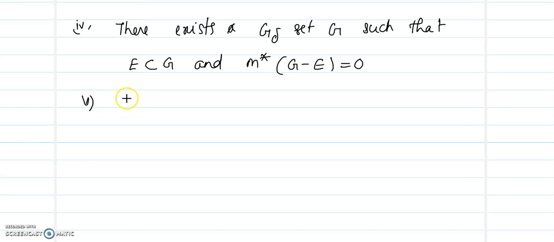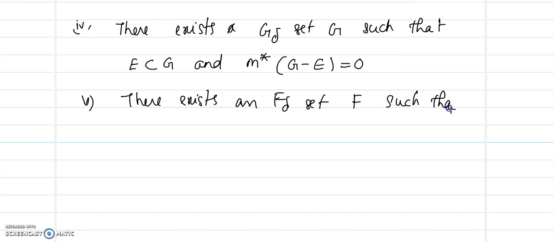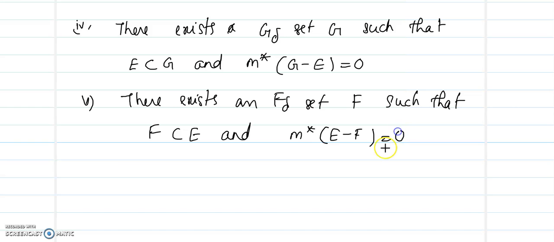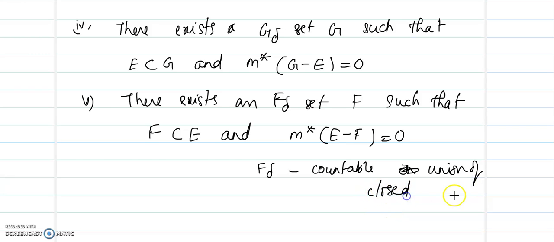And the last statement is, there exists an F sigma set F such that F is a subset of E and m star of E minus F is equal to 0, and in that case again E is measurable. By an F sigma set you mean a countable union of closed sets.